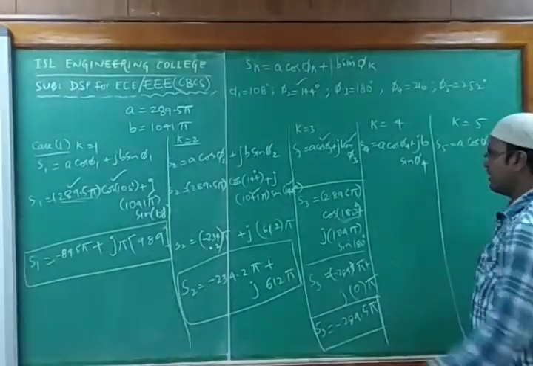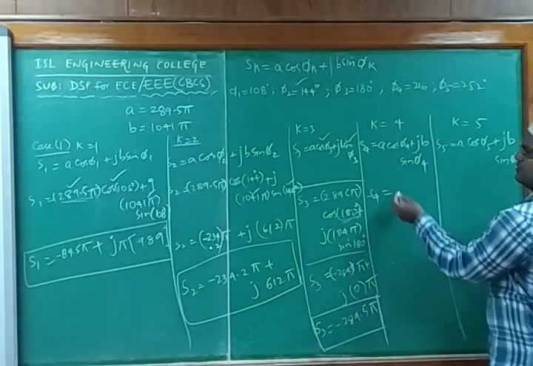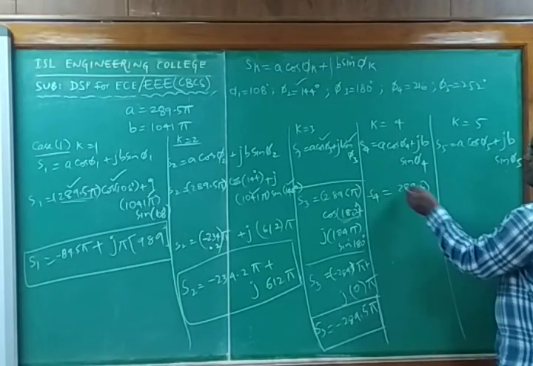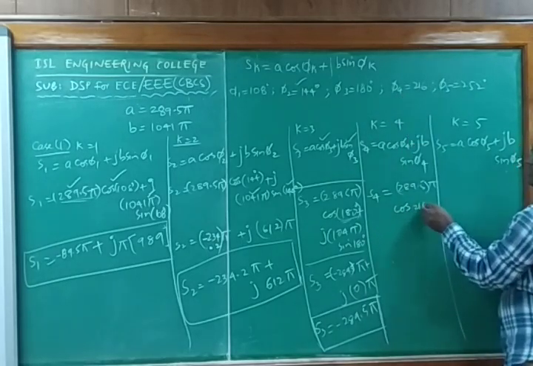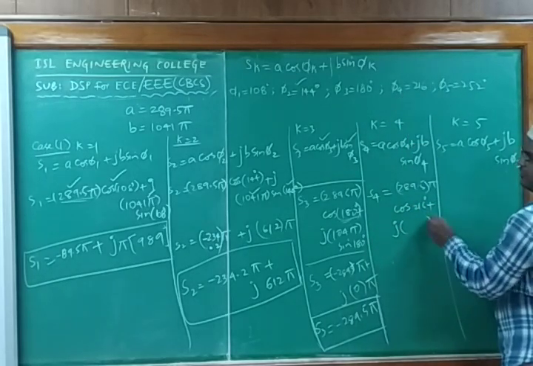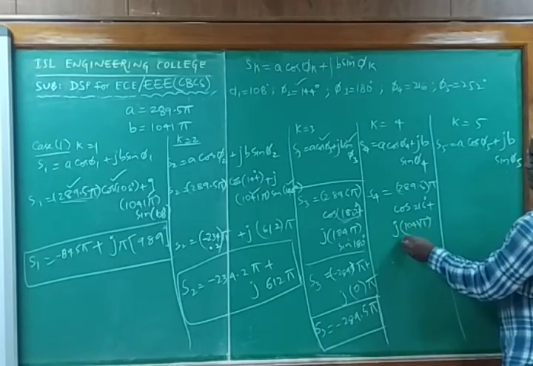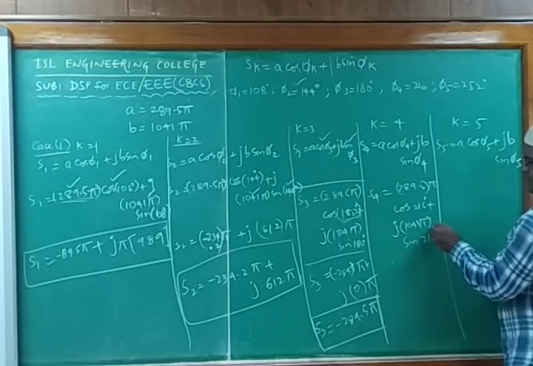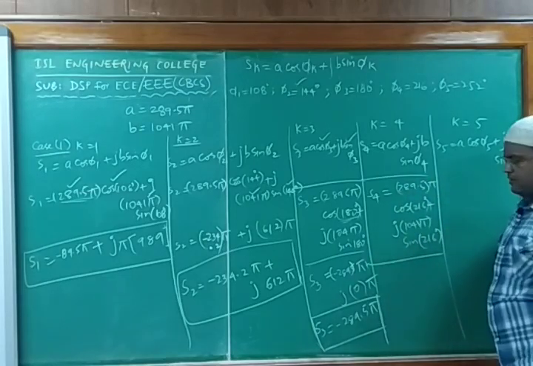Similarly, to get S4, I'll substitute in the formula. So for S4, what is A? A is 289.5 pi into cos of the first value, cos 216, plus j. What is the B value? 1041 pi into sin 216 degrees. So here also 216, here also 216. This thing I can put in, so I can find S4.